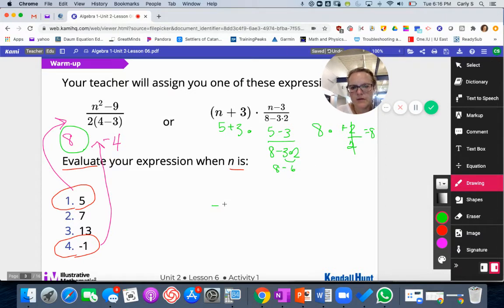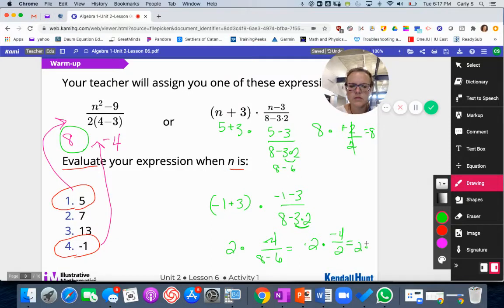Now let's try it with negative 1. So negative 1 plus 3 times negative 1 minus 3 over 8 minus 3 times 2. So negative 1 plus 3 is 2. Negative 1 minus 3 is negative 4 over, here we have 3 times 2 is 6. 8 minus 6 is 2. So we have 2 times negative 4 divided by 2, which is 2 times negative 2, which is negative 4. Sorry, for a second there, I didn't think I'd get the same thing, but I did.